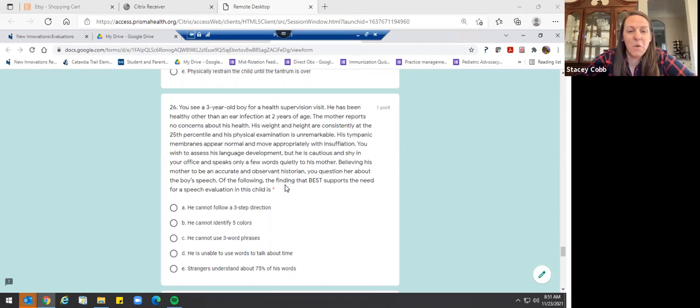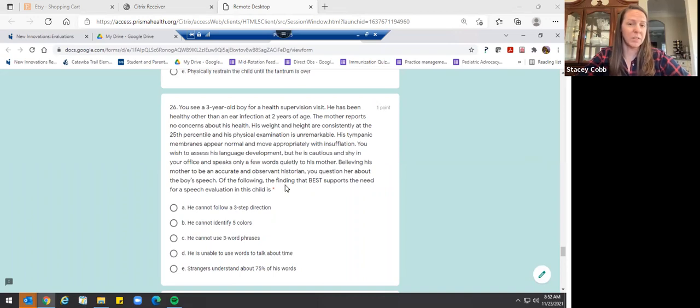And for him, it would be the 3-word phrases, right? Because he should be talking in sentences. 3-step direction, I wrote all these out just so you guys have these milestones. Yeah, 3-step direction is a 4 to 5-year-old. Identifying 5 colors is a 4-year-old skill. Unable to use words to talk about time. At 4, you can talk like past versus present, but really to talk about time is a kindergarten skill, so like 5. And then strangers understanding 75% of your words.